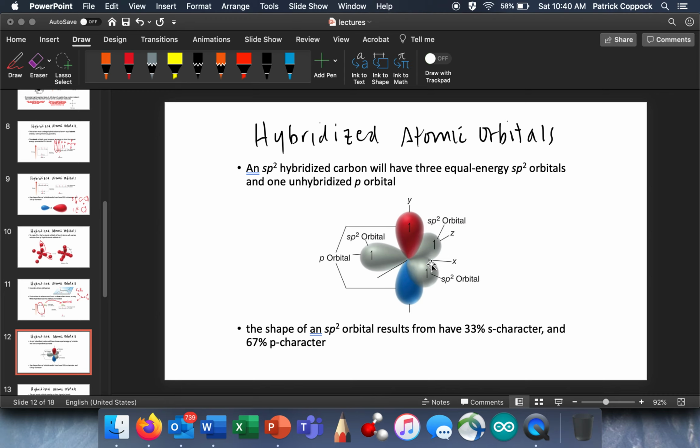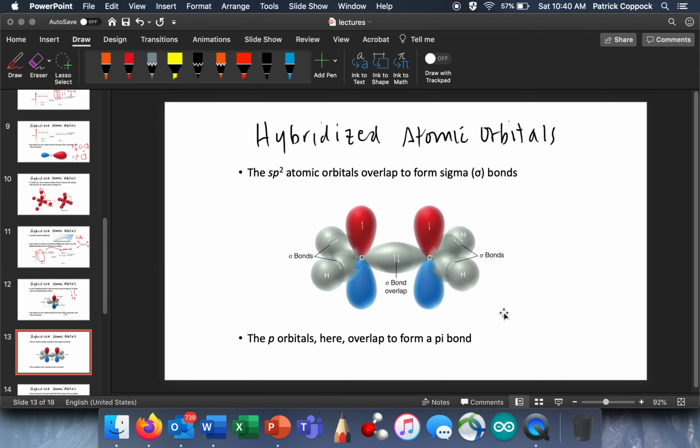Okay, now the shape of the sp2 orbitals results from having 33% s character, right? Because if it's sp2, can you see that we've got it? We took 1 of these and 2 of these, right? So it looks like it's 1/3 s character, and that's what this means. 1/3 s character and 2/3 p character. Okay? Now, this is interesting now. Now, in order for ethene, CH2, let me draw this back over here again.